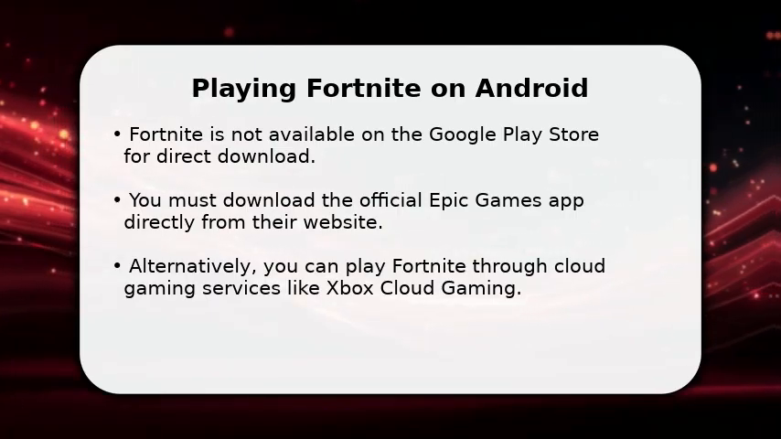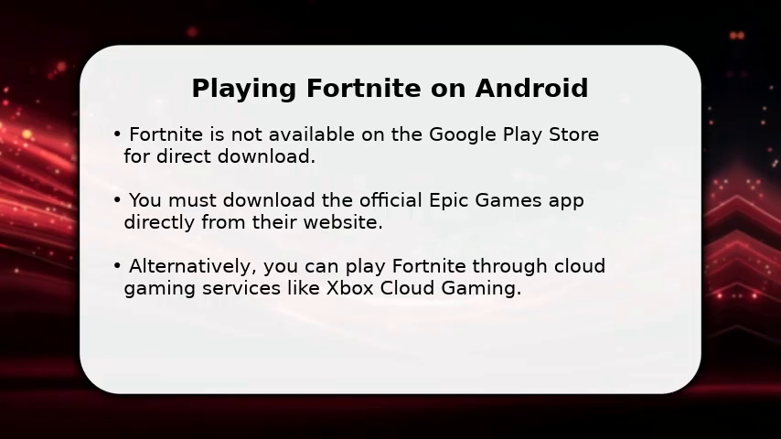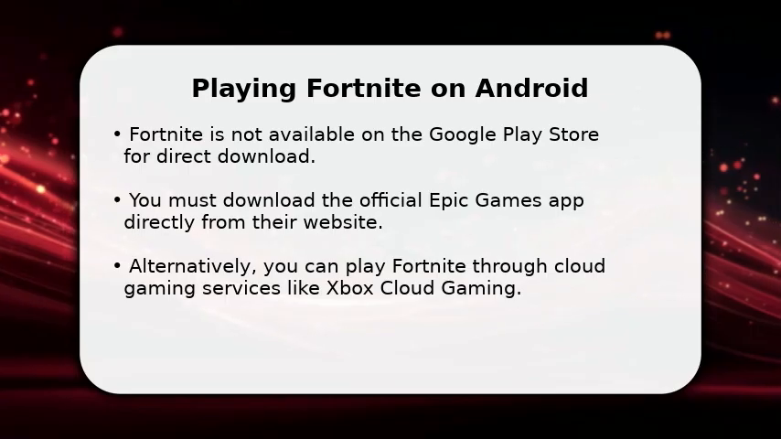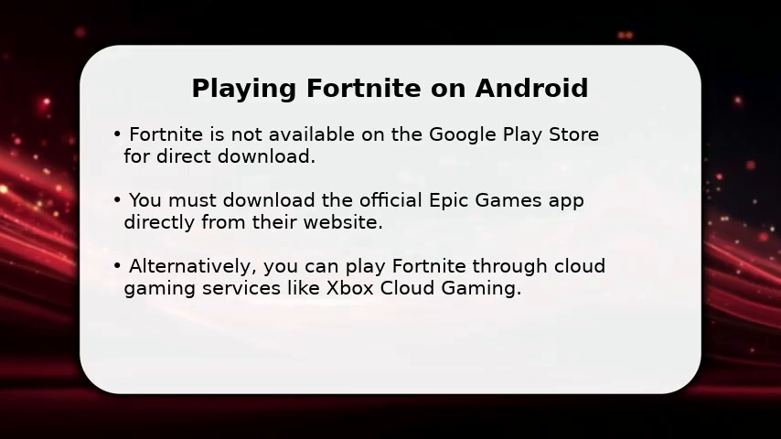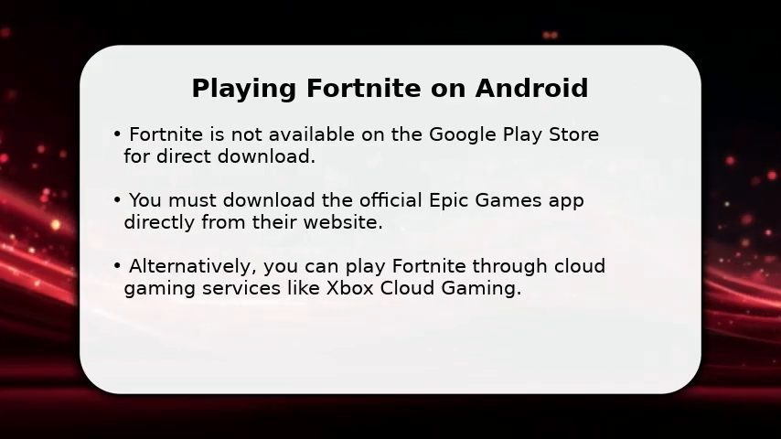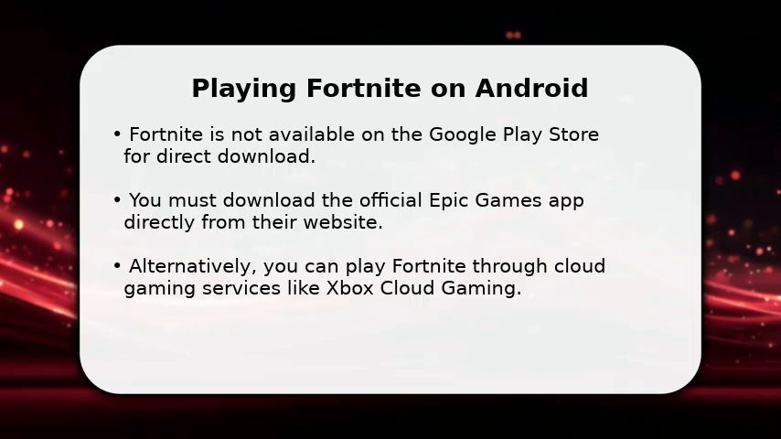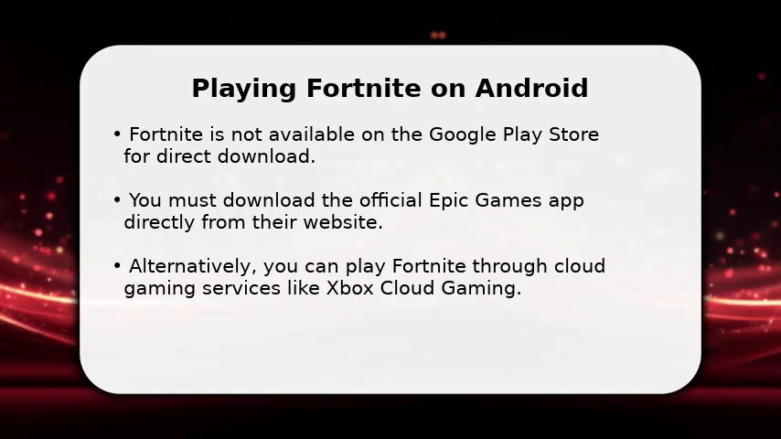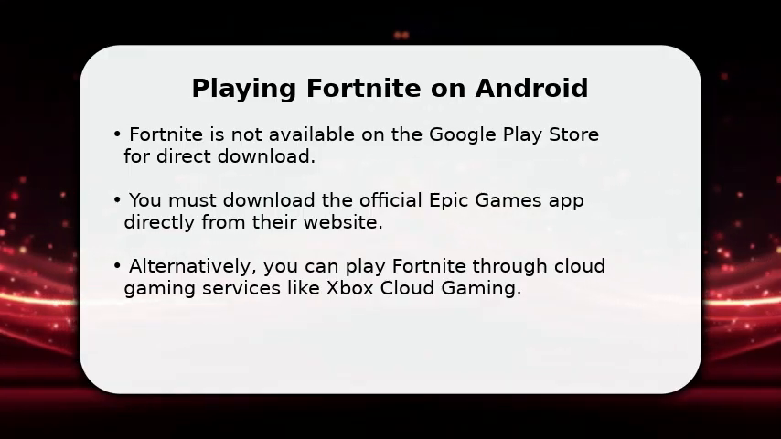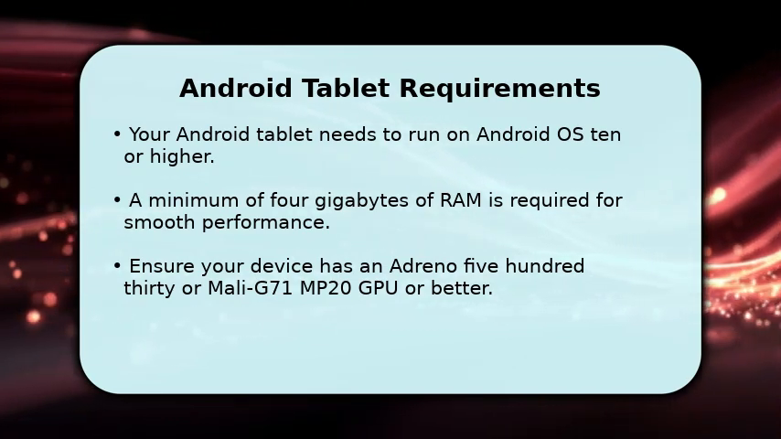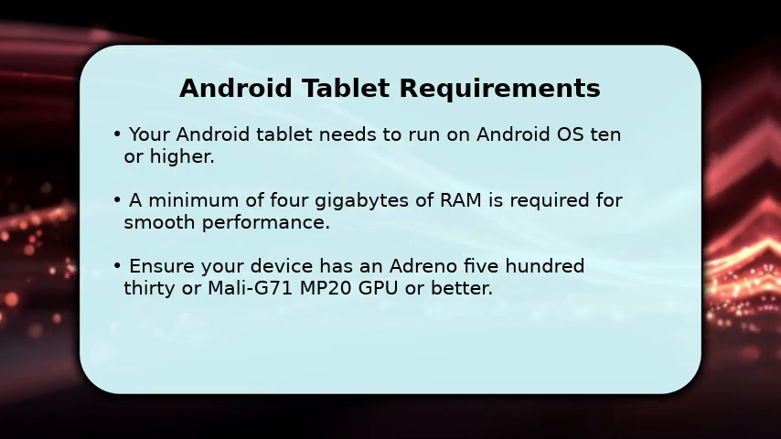First, you'll need to know that Fortnite isn't found on the Google Play Store. Instead, you'll download the official Epic Games app directly from their website. This app acts as your gateway to installing and updating the game. Another fantastic option is to use cloud gaming services, such as Xbox Cloud Gaming, which lets you stream the game without a full download.